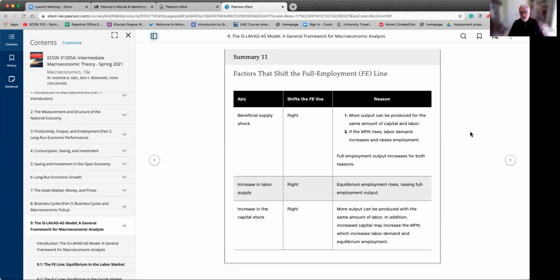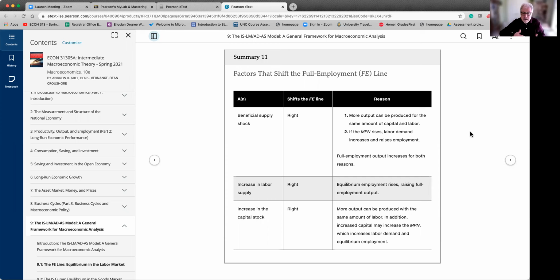We're going to be doing the same thing in this chapter, talking about IS and LM, aggregate demand, short run aggregate supply, long run aggregate supply, the full employment line, and asking, so which curve, which way, what happens? Another thing I want you to keep in mind is that these curves are derived from the earlier chapters. Just as the FE line comes from the material in chapter 3, labor demand, labor supply, the production function, the LM and IS curves come from the money market and goods market respectively.